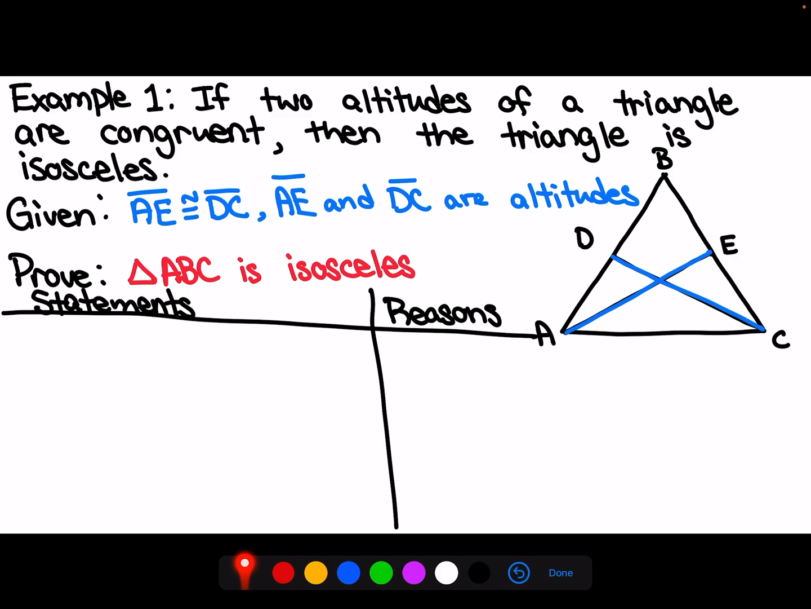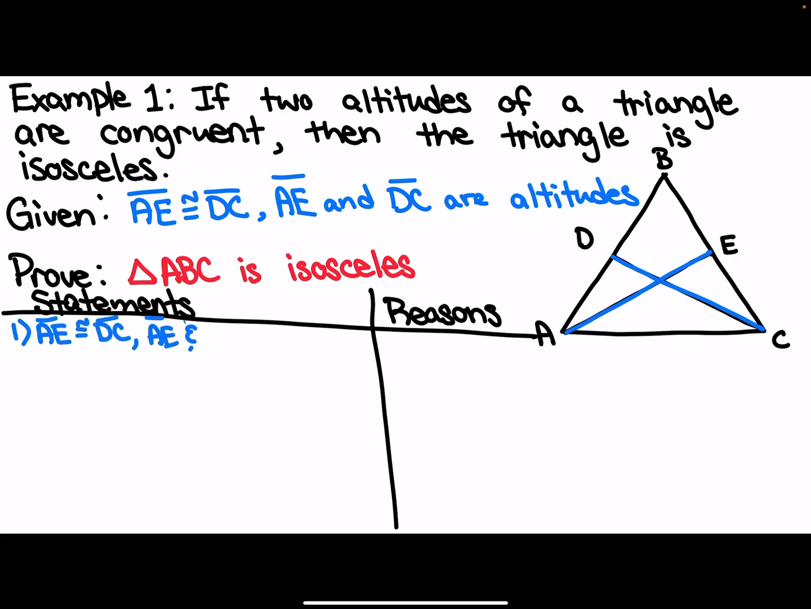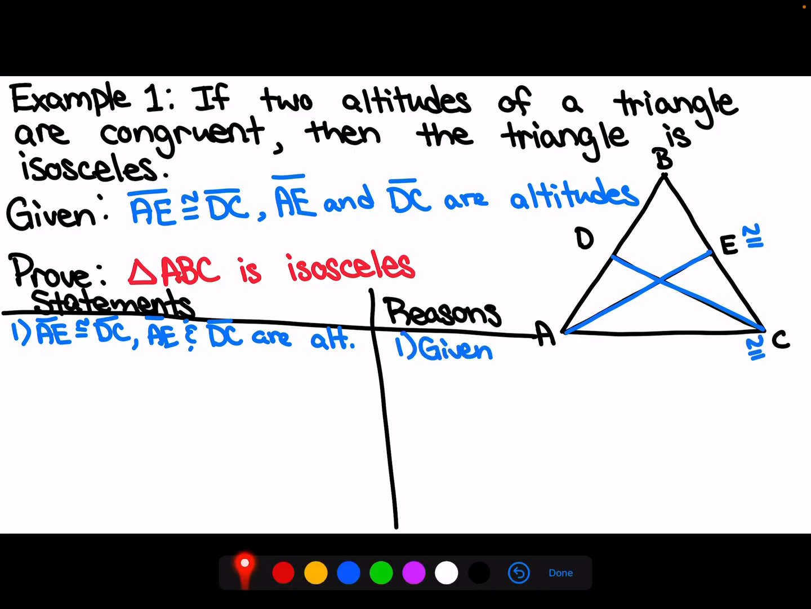So the first thing that we're going to do in our proof is write our given information. AE is congruent to DC. AE and DC are altitudes. That's given. From here, let's go ahead and focus on the definition of an altitude. Now there's multiple ways that we can go through this, but the quickest way for us to solve this is to show that we have two congruent legs. We can prove that either the legs are congruent or the base angles are congruent, then we're good to go.